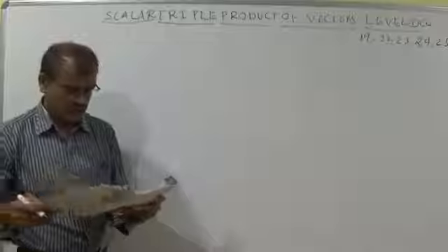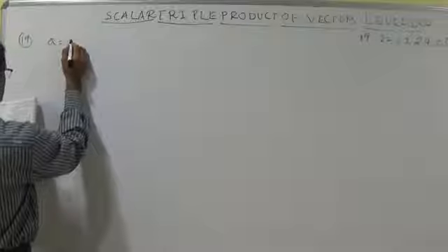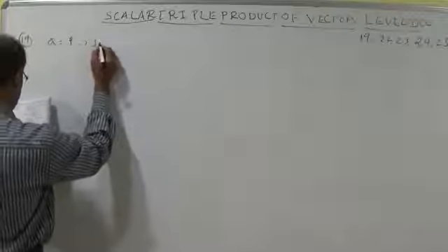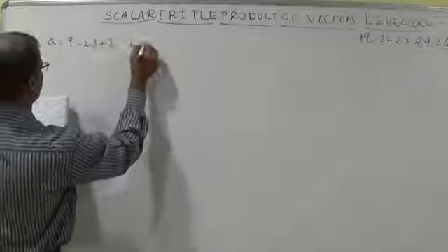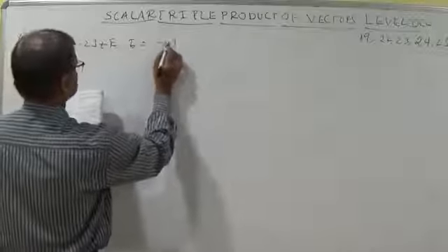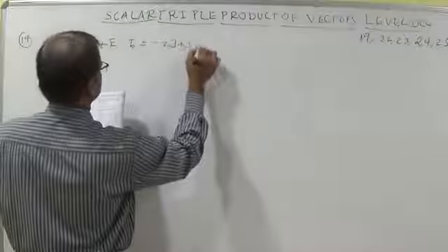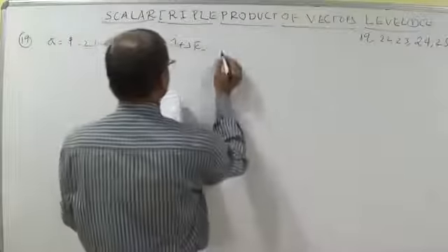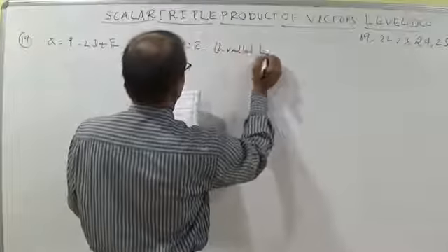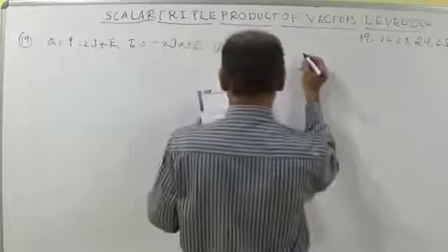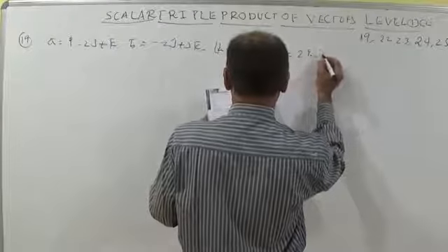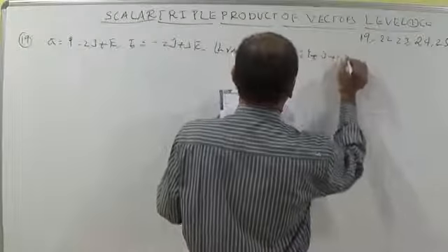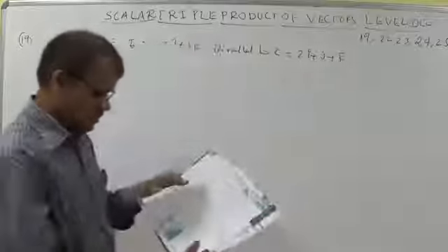Now let us discuss the 19th question. The vector equation of plane passing through 2 points given. A bar is equal to i minus 2j plus k, B bar is equal to minus 2j plus 3k, and parallel to the vector C bar, which he given as 2i plus j plus k.